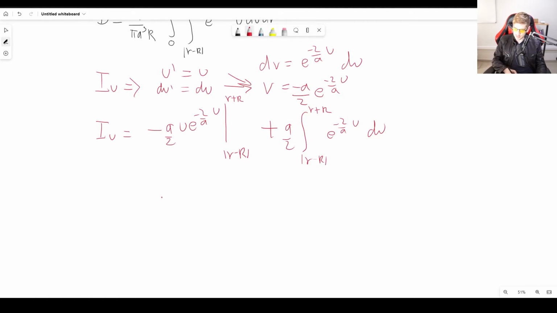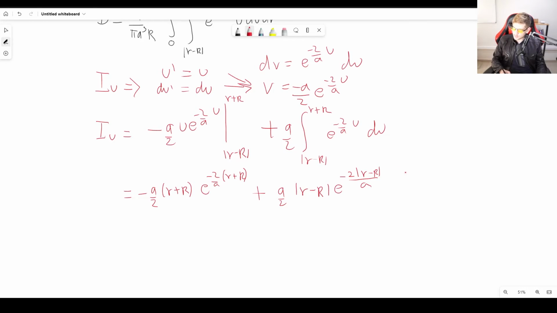So now let's solve this explicitly. In the first one, we get minus a over 2. We evaluate the upper limit, so r plus R, e to the minus 2 over a, r plus big R, and then minus the lower limit, it becomes a plus, a over 2 absolute value of r minus big R, e to the minus 2 absolute value of r minus big R, divided by a.